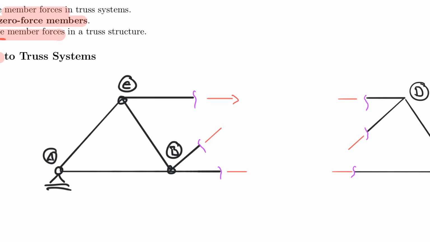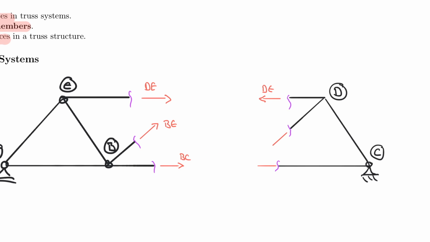So I'm going to assume this here: DE to be in tension, BD also assumed to be in tension, and BC also assumed to be in tension. And if that's the case, then I have to do it on the other side the same way. Of course, this is also DE, I have BE here, and I have BC here.